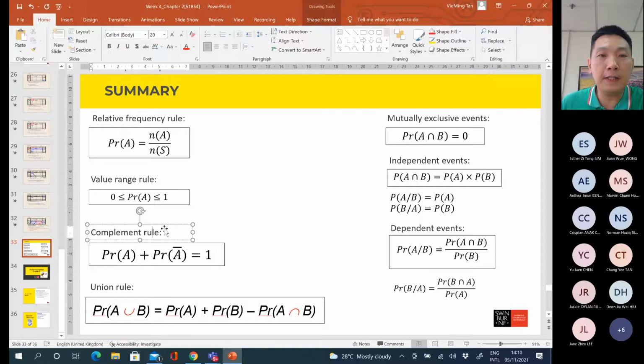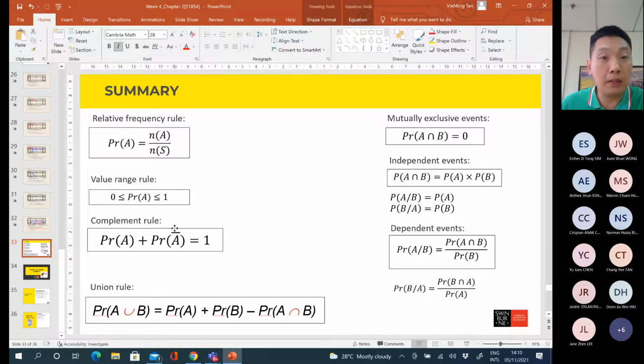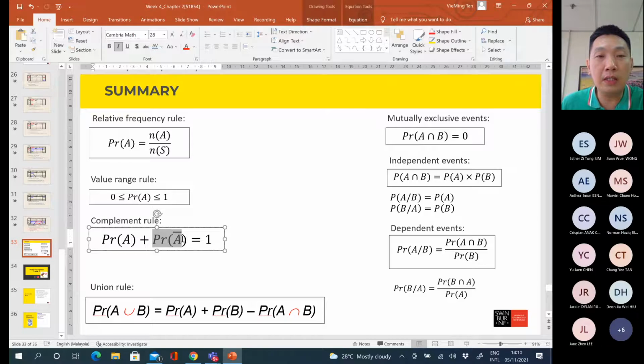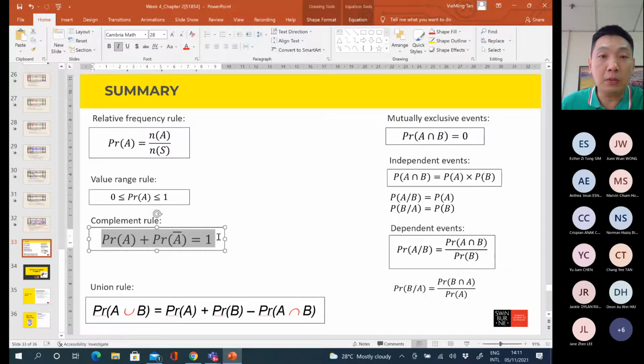Because of this, probability A plus probability non-A is always equal to 1. This A bar means non-A, the complement of event A. So the probability of A plus the probability of non-A is always equal to 1, for sure.